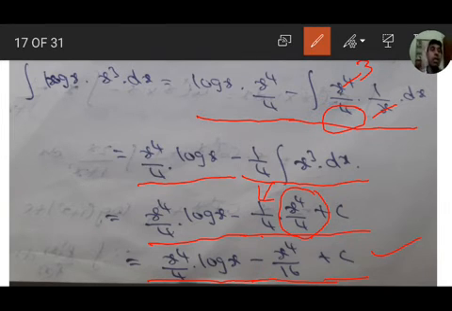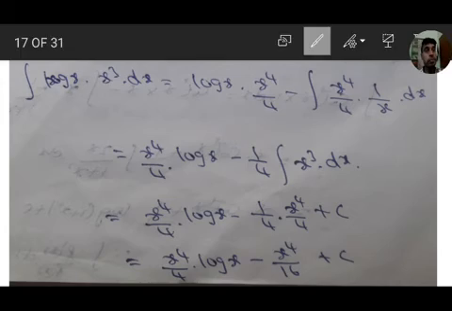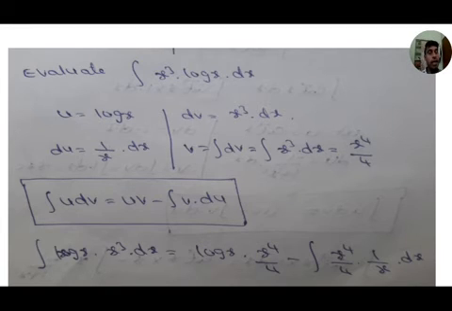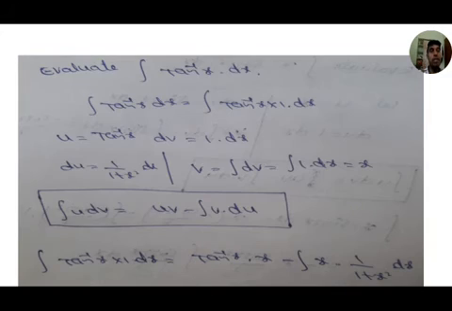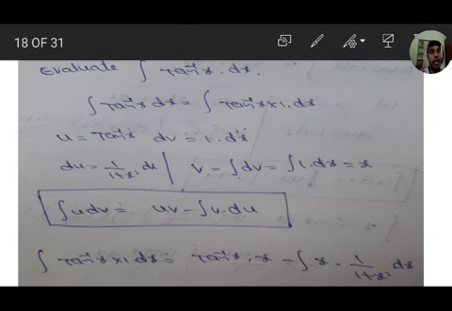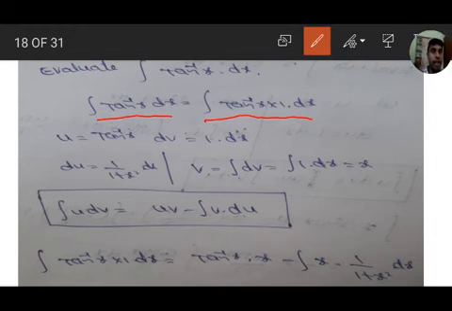This is the answer. Here we have a logarithmic function and an algebraic function, so first the logarithmic function will come. So u equal to log x, dv equal to the algebraic function, and substitute. Then integration of tan inverse x dx. Evaluate. Tan inverse x is only one function, so the integration can be written as tan inverse x into 1 dx.